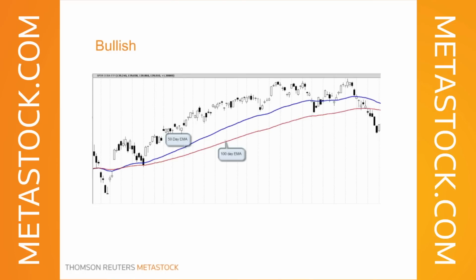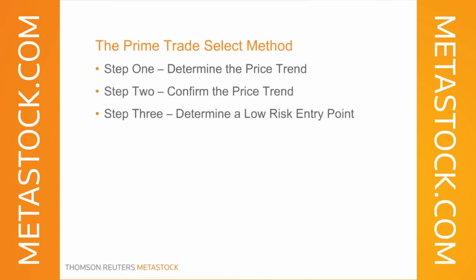Okay. Primarily, here's what it looks like on the chart. You'll notice the 50-day exponential moving average is in blue. The 100-day exponential moving average is red. And primarily, this stock has been in a bullish zone for quite some time. So that's how we determine the price trend.